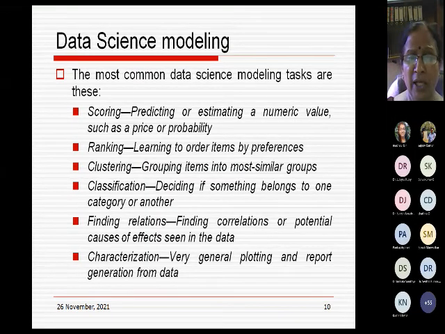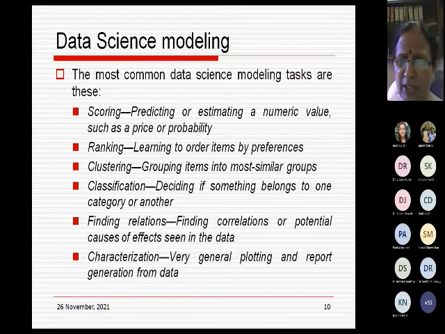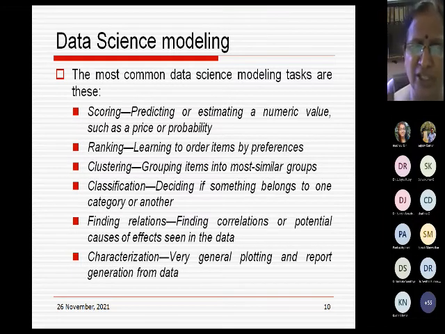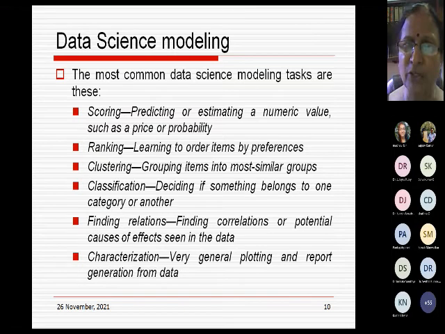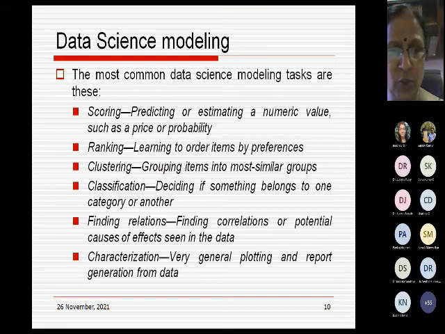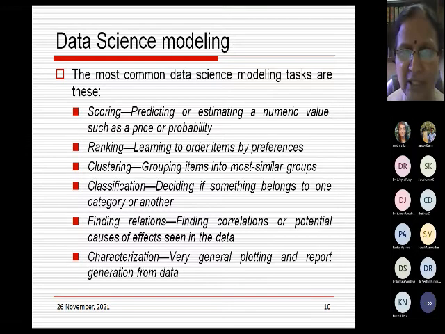So in data science modeling, or whenever you are talking about machine learning algorithms, or an artificial intelligence based application, the most common type of application is scoring, predicting or estimating a numeric value such as a price or a probability. For example, you are trying to predict the IC50 value of molecules. You are trying to give scores, that this is an IC50 of 1 nanomolar, 2 nanomolar, or micromolar, or whatever these values are. Or you are scoring the marks in your subject. That is the kind of algorithm we use in scoring.